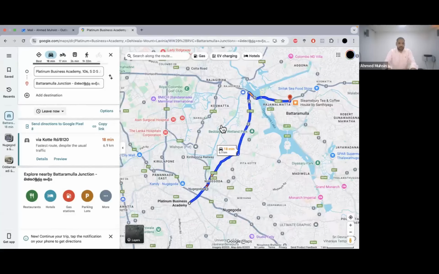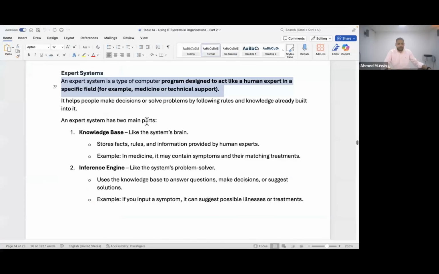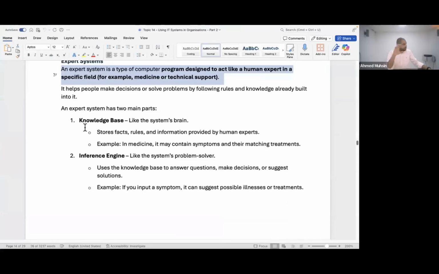Can everyone read the 2 parts of an expert system? Number 1, you have the knowledge base. This is where all the information is stored. Okay, can you guys go through it? It stores facts, rules, and information provided by human experts.